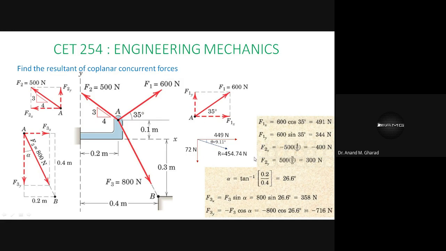So how do we calculate this resultant R? What is the formula for this? Under root Fx square plus Fy square. Right. So R will be equal to the under root of the summation of forces in the x direction whole square plus the summation of Fy whole square. So if we take the square of these two terms, add them and take the under root value, you should get the value as 454.74. Please check it.